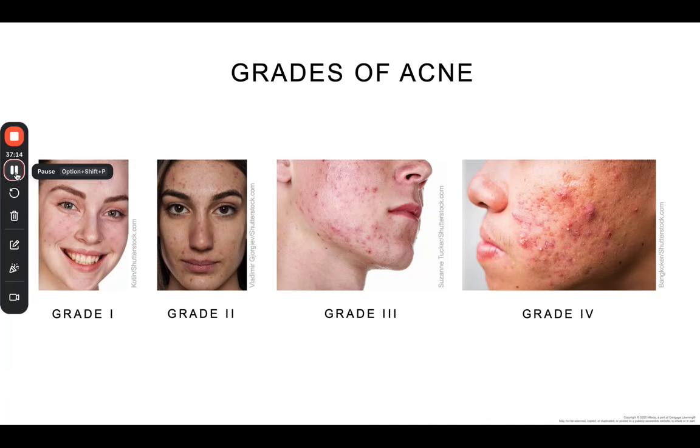So grade 4 is going to be the most severe. We call this cystic acne. A lot of times people that have grade 4 acne end up developing acne scarring. Cystic acne or grade 4 acne is characterized by cysts with comedones. So cysts with some blackheads, whiteheads, papules, and pustules. You're going to see some inflammation. And again, you're going to see some scar formation from tissue damage, which is very common in your grade 4 acne.